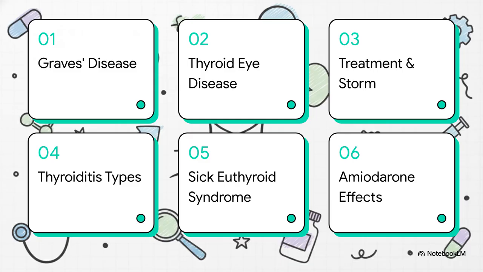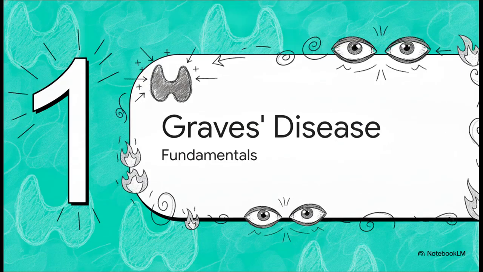Our roadmap today covers: 1. Graves' disease fundamentals. 2. Thyroid eye disease. 3. Treatment and thyroid storm. 4. Thyroiditis classifications. 5. Sick euthyroid syndrome. And 6. Amiodarone effects. All right, Section 1, Graves' disease fundamentals.